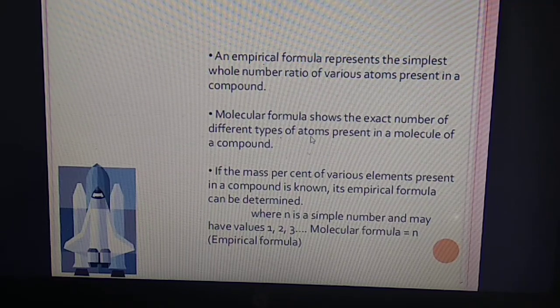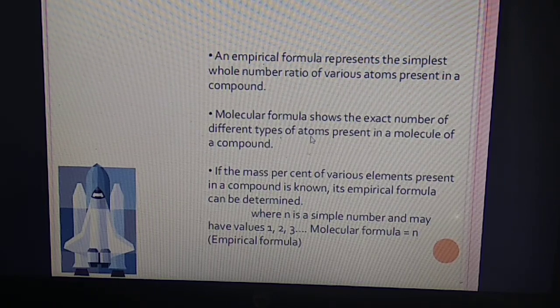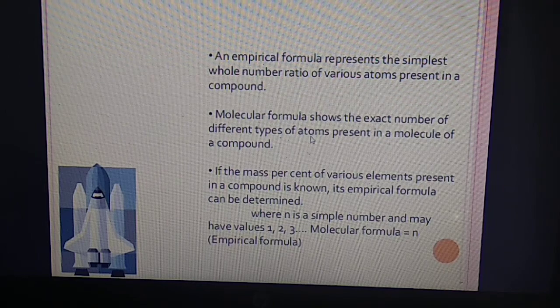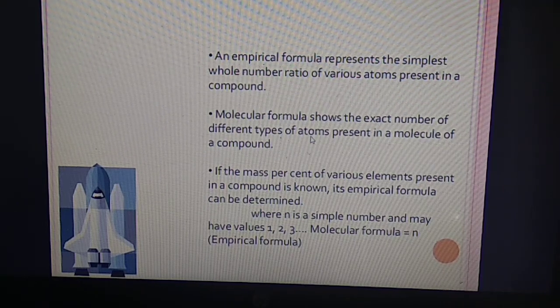For finding the empirical formula, we have to prepare one table, and that we will discuss in the class. So we have to know the empirical formula and the molecular formula.